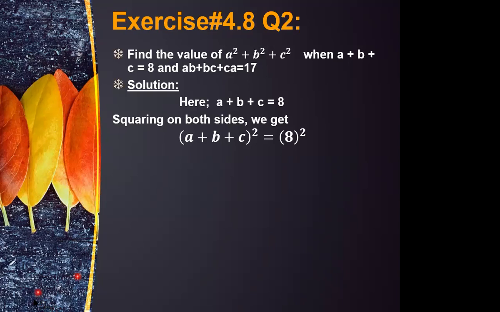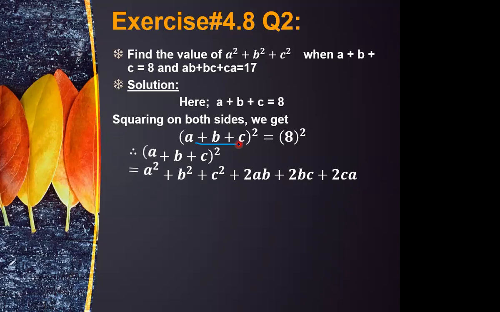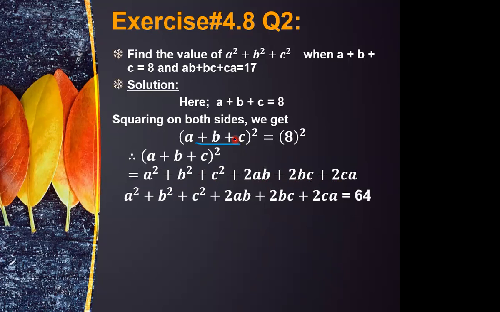Now let's start. On the left side you will apply the formula, this one, a plus b plus c whole square. So you know that a plus b plus c whole square is equal to a square plus b square plus c square plus 2ab plus 2bc plus 2ca. So you will place it in place of this. You will write it down, this whole term is equal to a square plus b square plus c square plus 2ab plus 2bc plus 2ca, and the square of 8 will be 64.